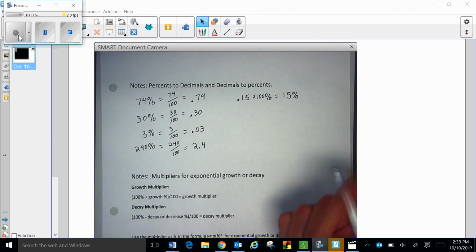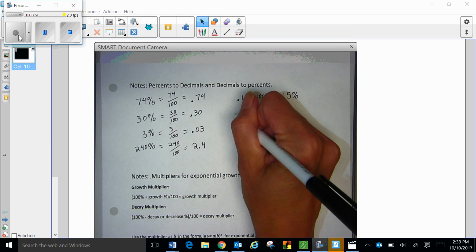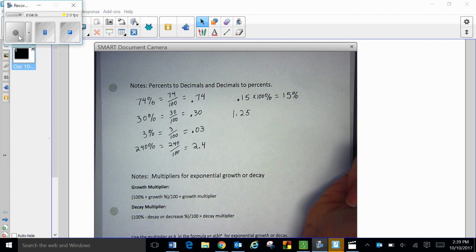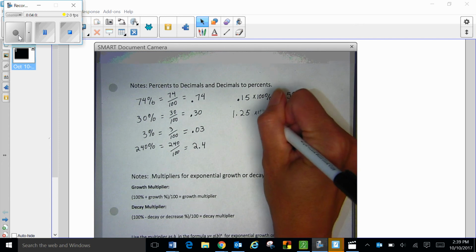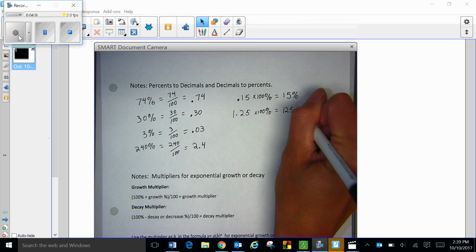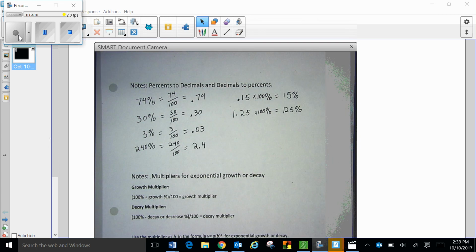One more quick one. Let's see. If I had 1.25 as a decimal times 100, it'd give me 125%. So you can see that going back and forth, we either divide by 100 or multiply by 100. Those should be easy peasy, lemon squeezy, right?